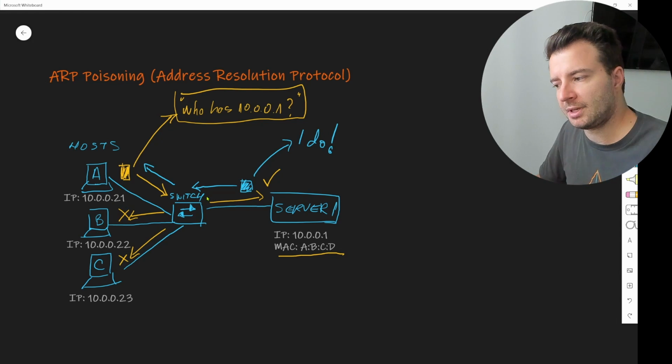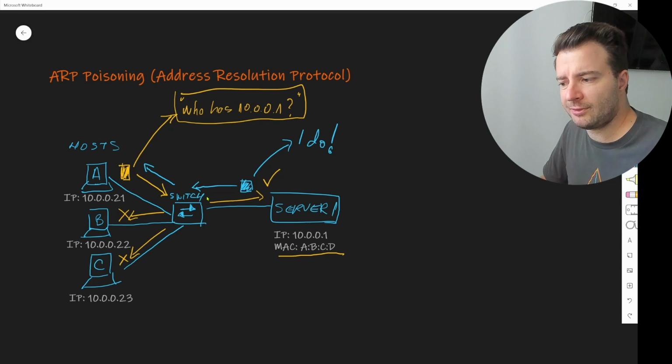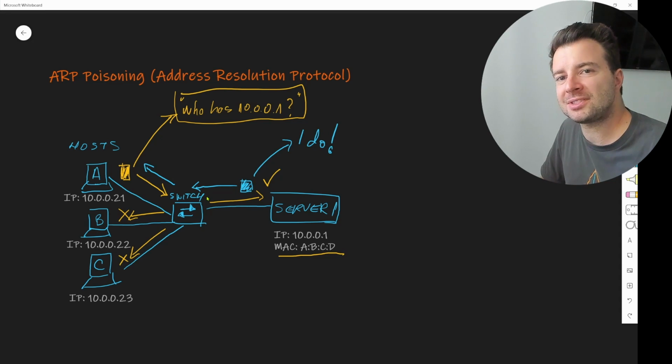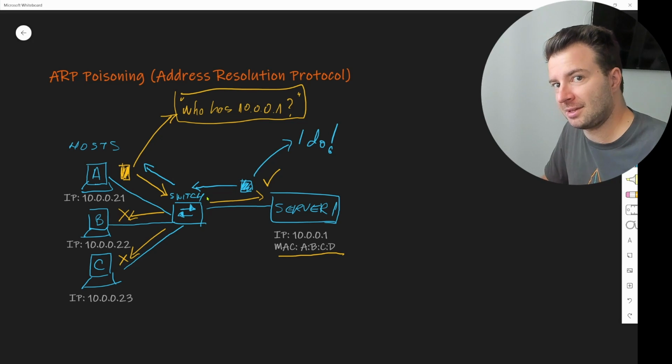Now the problem with ARP is that it's a very old protocol. It was invented pretty much at the same time as the rest of the Ethernet technologies, which is almost 50 years ago. And nobody was thinking about security back then, which means that ARP has somewhat of a too trusting behavior when working inside of a network.